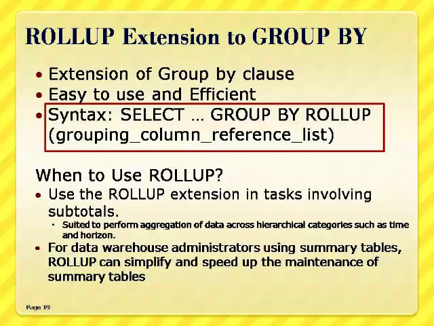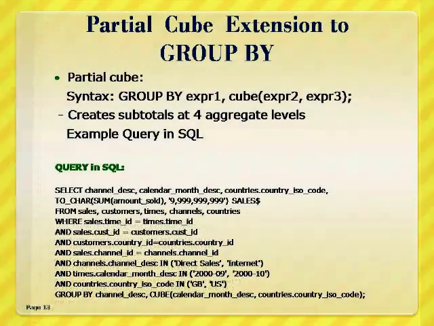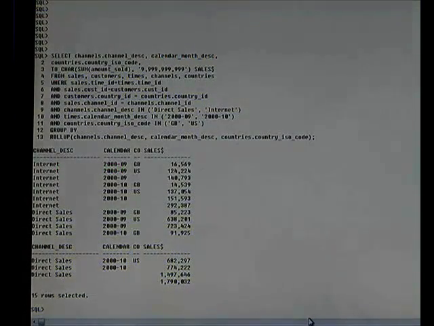The slide shows the SQL query involving the rollup operator over the attributes channel_desc, calendar_month_desc, and countries_iso_code. When we execute this query, we get a result with 15 rows. Now I will demonstrate the interpretation of all these answers for the query which we have executed.